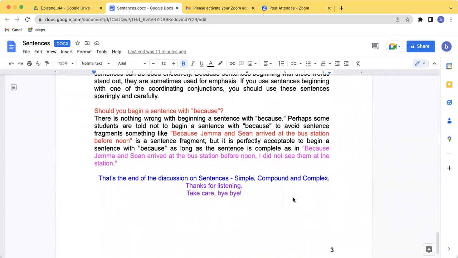Should you begin a sentence with because? There is nothing wrong with beginning a sentence with because. Perhaps some students are told not to begin a sentence with because to avoid sentence fragments. Something like because Gemma and Son arrived at the bus station before noon is a sentence fragment, but it is perfectly acceptable to begin a sentence with because as long as the sentence is complete, as in: because Gemma and Son arrived at the bus station before noon, I did not see them at the station.